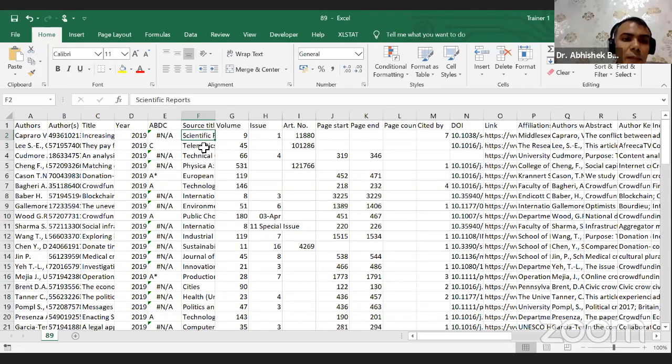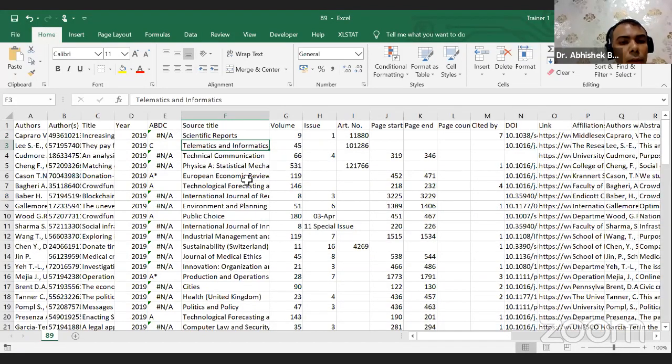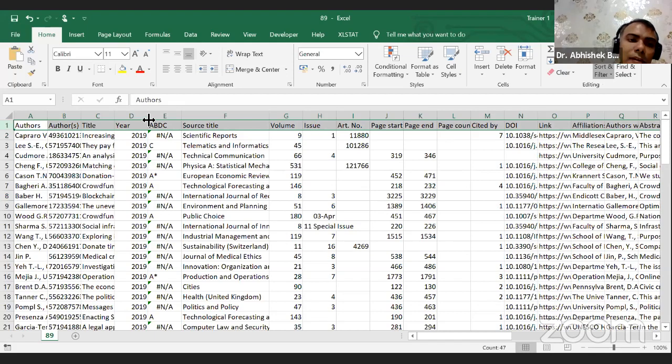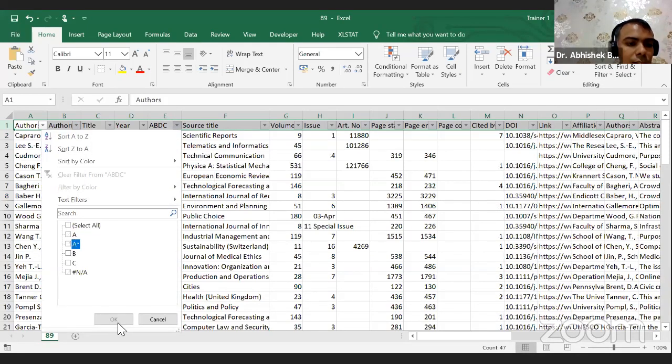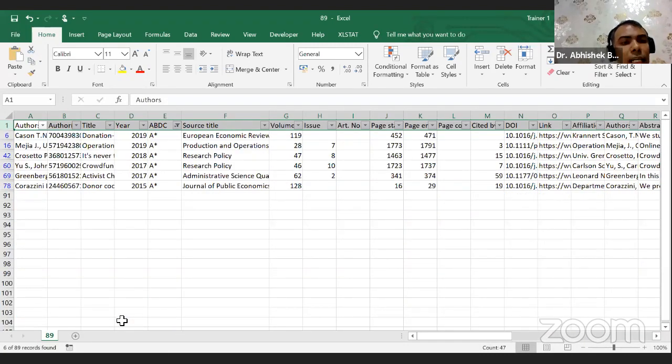So in this case, for example, I was mentioning Telematics and Informatics is a C category journal, while European Economic Review is an A star category journal. I'll be very happy to read this paper first. Similarly, Technological Forecasting and Social Change is an A category journal. So once I've done my sorting part, I will simply use my filters and I will only start referring to A star journals first. And these are my set of A star journals. Out of 89 papers, there are only 6 papers listed in A star. And this is the rate of publication. See, in 2015, one paper was published.